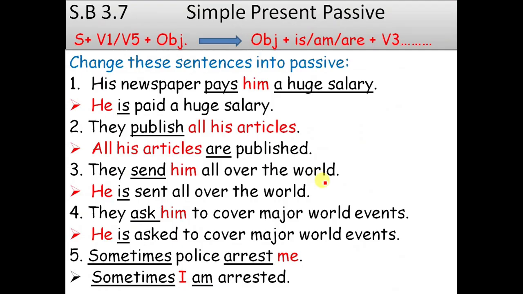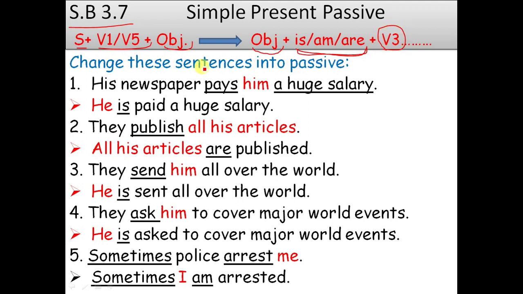So now let's do some more practice. Student book 3.7, simple present passive. So first let's know the structure of simple present active. Subject, V1 or V5 and then object. So while changing it into passive, first we are using the object. Here is V1 or V5, it is in present, therefore we are using the appropriate form of to be verb, that is, am or are according to the object, and then we use V3.